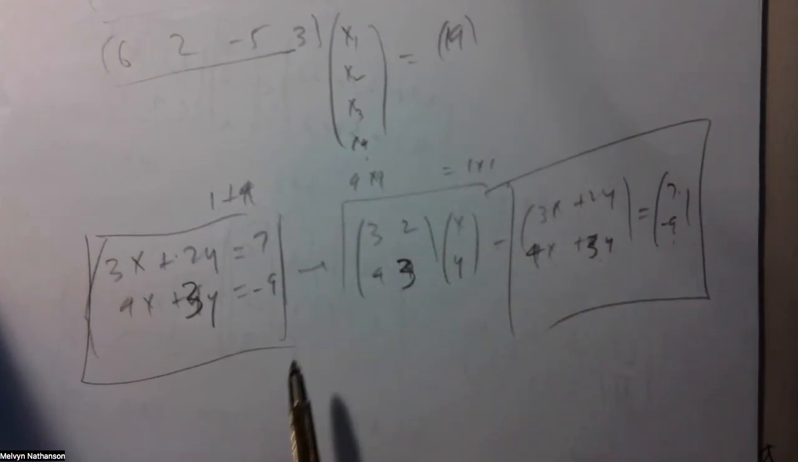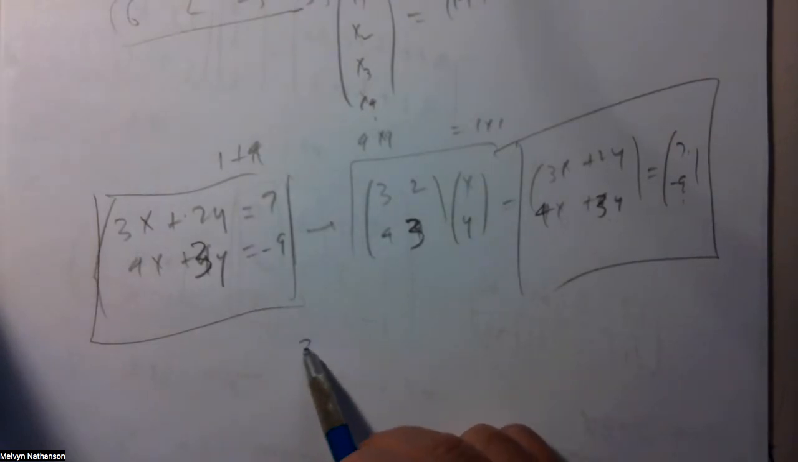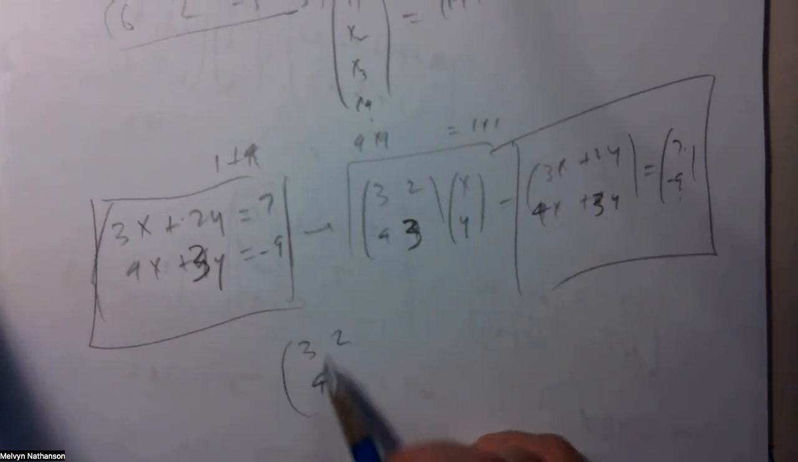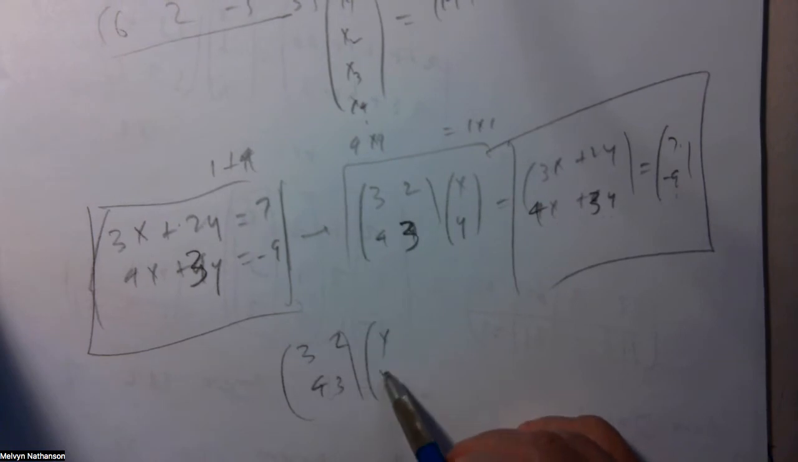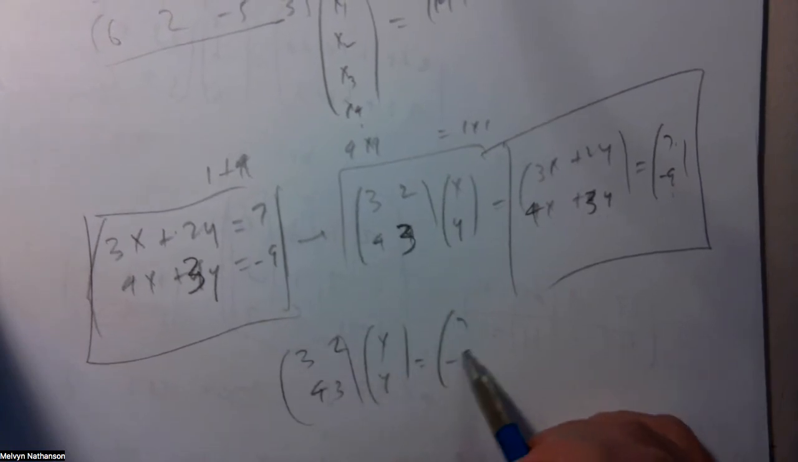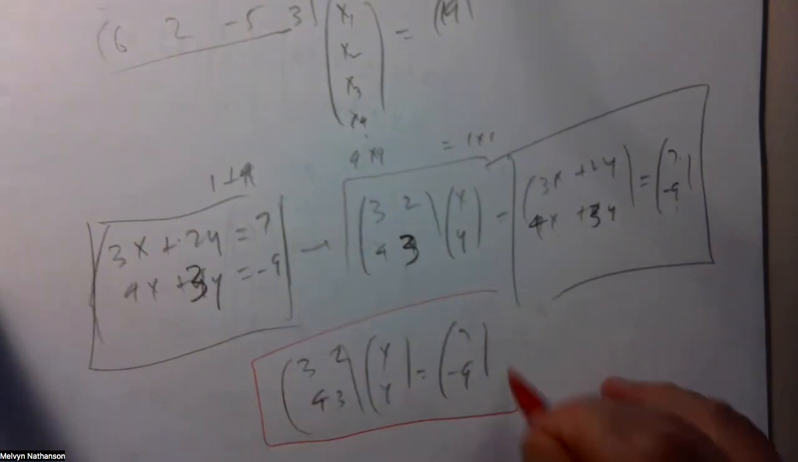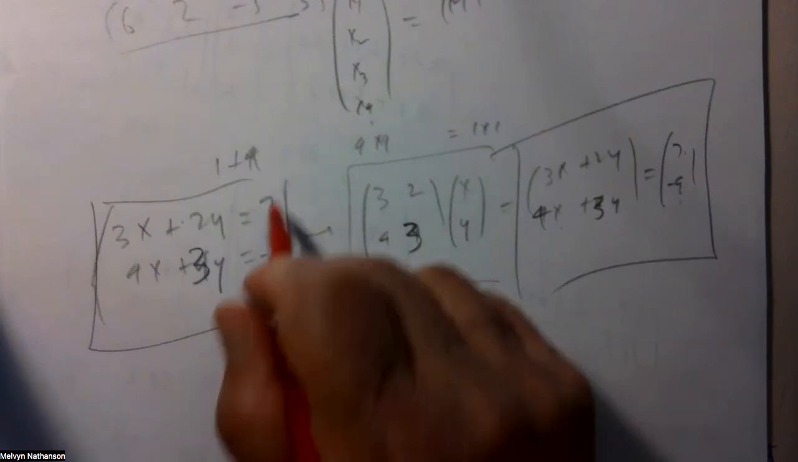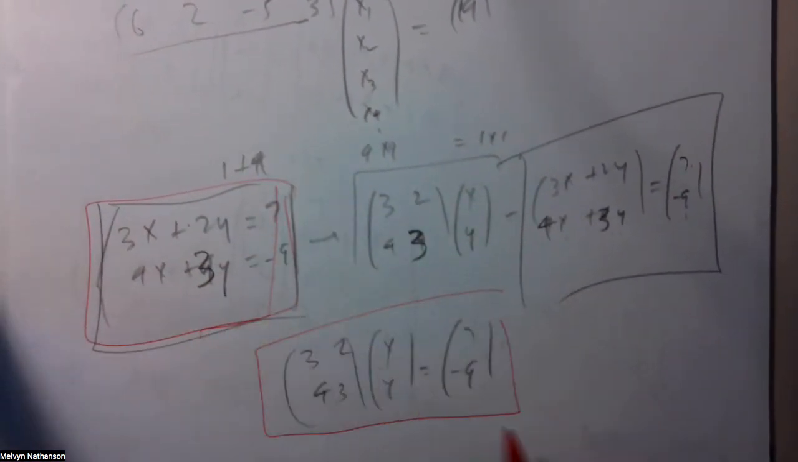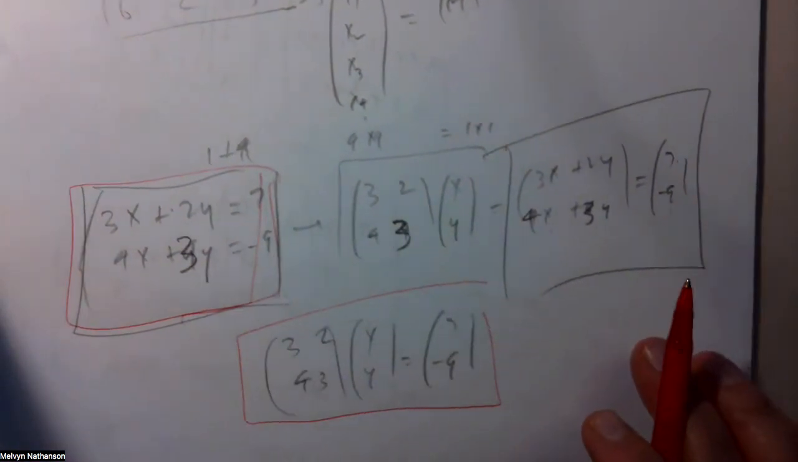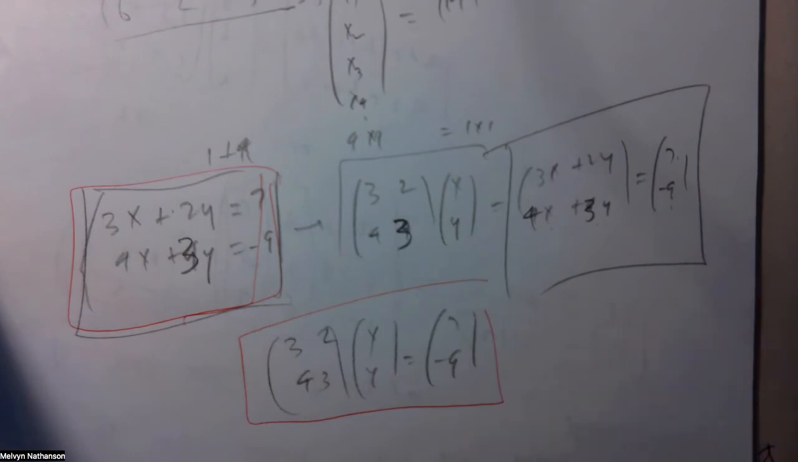Actually, I should write it like this. The vector form is 3, 2, 4, 3, that matrix times the vector x, y equals the vector 7, minus 9. So this matrix statement is exactly the same as these two equations and two unknowns. It's just a different notation.